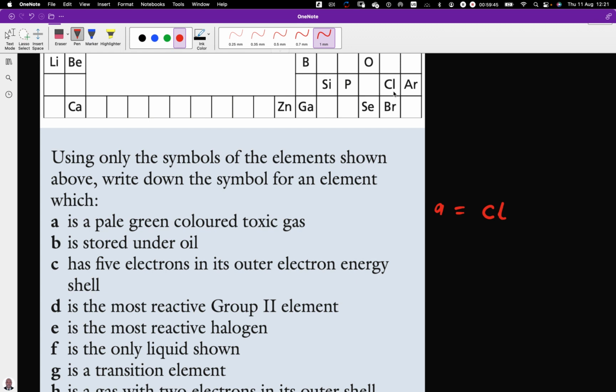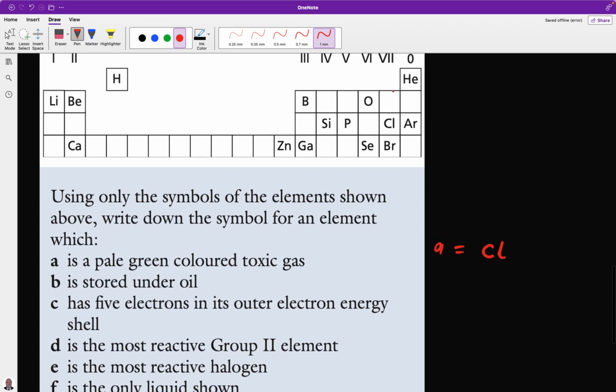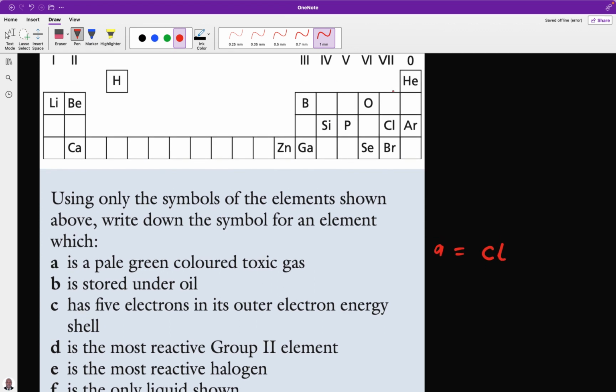Now, write down the symbol of an element which is stored under oil. When we were discussing group 1 metals, we said that the group 1 metals, lithium, sodium, potassium, are all very, very reactive. For that purpose, they are stored under oil. The only group 1 element among those in the review we did is lithium. So our answer for B is Li.